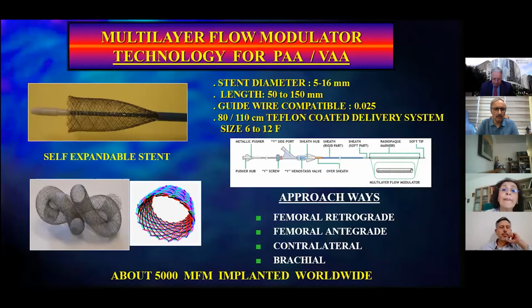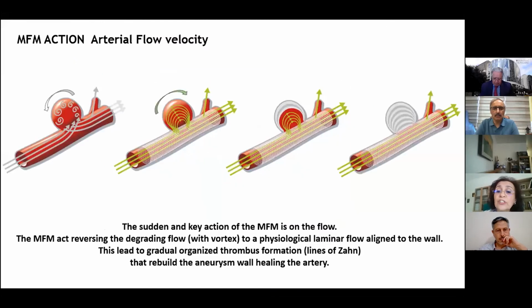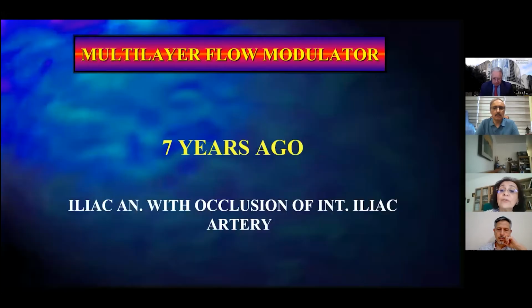I won't detail that because Dr. White talked about the multilayer. It's a self-expandable stent, and when we place the multilayer into the aneurysm, the force on the wall is reduced, removing the risk of expansion and rupture. It converts the turbulent flow into laminar flow, leading to an organized, stable thrombus in the sac.